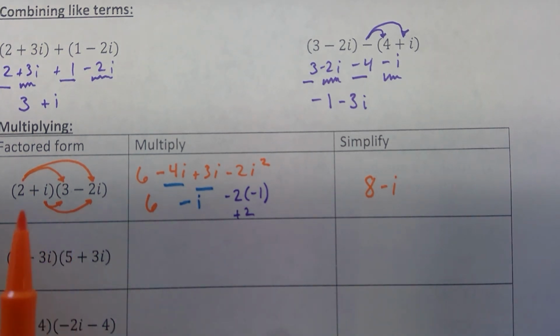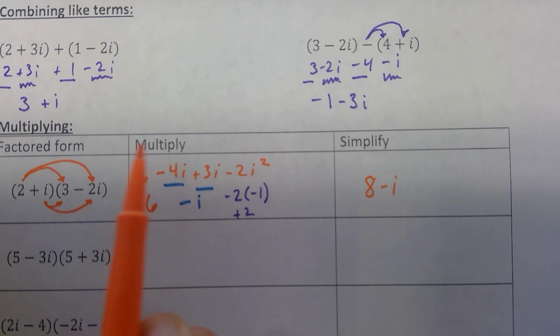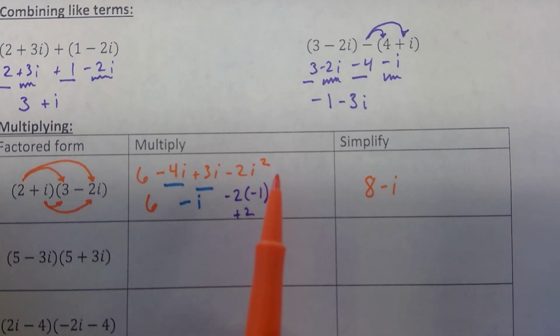Okay, so what I did was I distributed. I got to 6 minus 4i plus 3i minus 2i squared. I combine my just regular i's, and then I simplified this i squared because I know that i squared is equal to -1. Okay? And then when I combine my like terms here after simplifying, I got to 8 minus i.